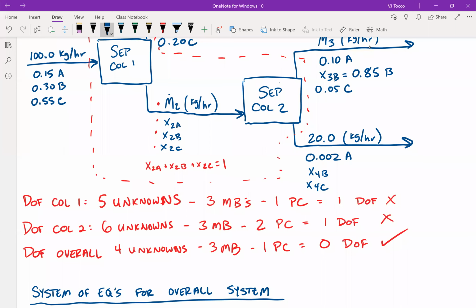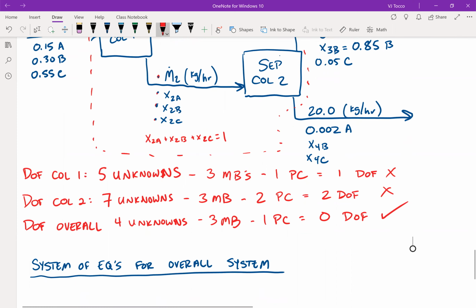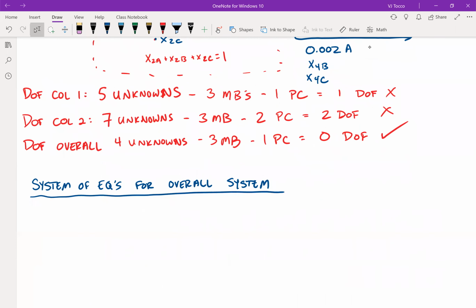I just noticed I miscounted here. It doesn't change anything, but in column 2, I've got 1, 2, 3, 4, 5, 6, 7 unknowns here, not 6. But just in case you were curious how I got 6, I didn't actually get 6, I got 7. But anyway, there's still 2 degrees of freedom there, and I still can't solve the problem, so nothing changes. For my system of equations, I'm going to start with the 3 material balances.